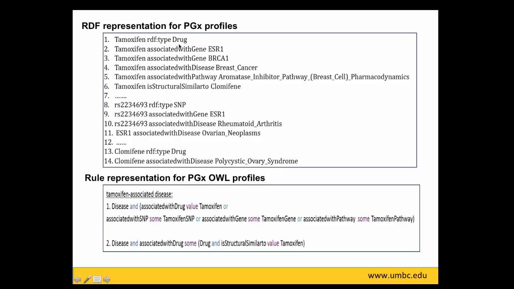defined as a drug, which is associated with the gene BRCA1, and also associated with the disease breast cancer and a particular pathway. We also identified another drug, clomiphene, which has a similar chemical structure to tamoxifen, and there is some other information regarding SNPs and other information regarding this clomiphene.